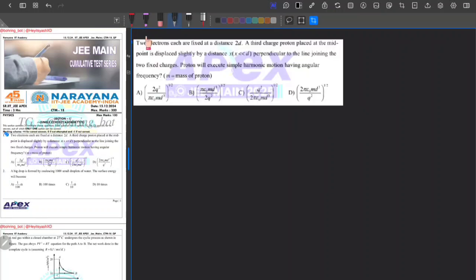That is the question. There are two electrons which are fixed at a distance 2d. A third charge, a proton, at the midpoint is displaced slightly by a distance x perpendicular to the line joining the two fixed charges. The proton will execute a simple harmonic motion having an angular frequency of. So if it does a simple harmonic motion, we have to find the angular velocity. That was the question. So let me draw the diagram first.